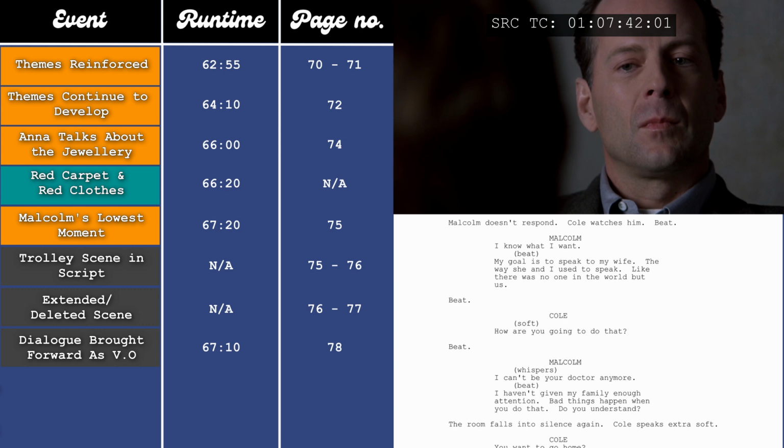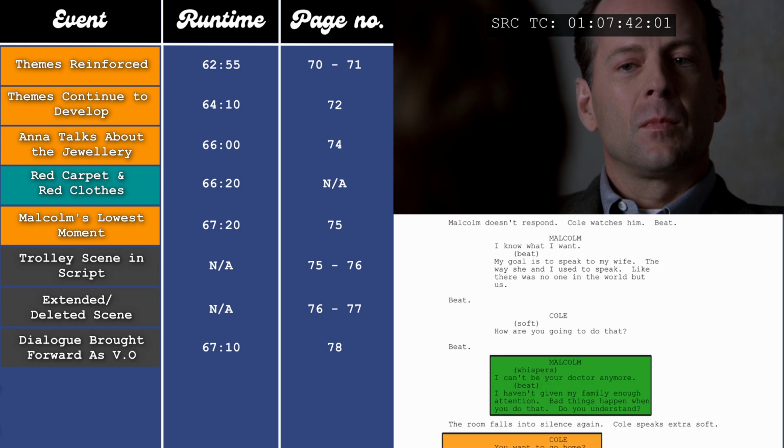Okay, so this scene between Cole and Malcolm is quite important thematically, but there's also quite a few objective differences. So what I'm going to do is go over it and show the differences first, then I'll go back and break it down thematically. If I try and do it at the same time, it'll just get messy and confusing. So firstly, at the 68-minute mark, which is page 78 in the script, after Malcolm tells him he can't be his doctor, there's a few lines that are missing from the film that appear in the script.